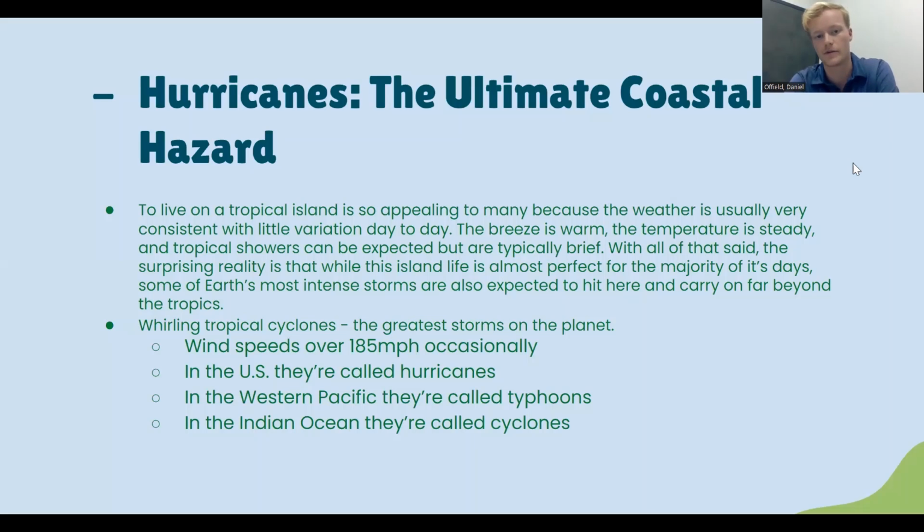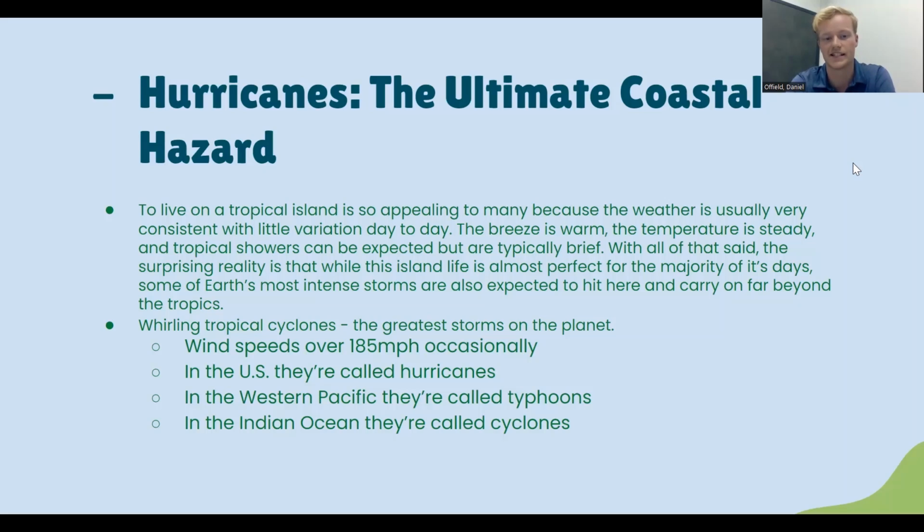To live on a tropical island is so appealing to many because the weather is usually very consistent with little variation day to day. The breeze is warm, the temperature is steady, and tropical showers can be expected but are typically brief. With all that said, the surprising reality is that while this island life is almost perfect for the majority of its days year-round, some of Earth's most intense storms are also expected to hit here and carry on far beyond the tropics. Whirling tropical cyclones are considered the greatest storms on the planet.